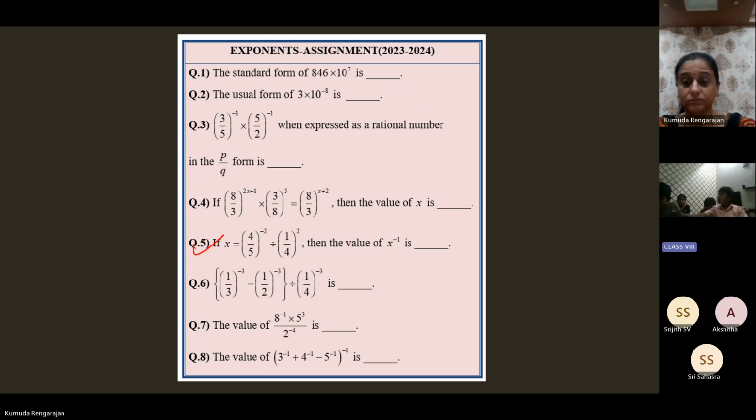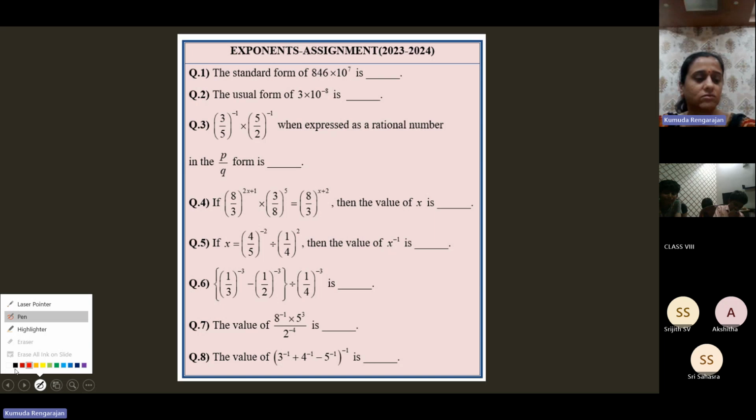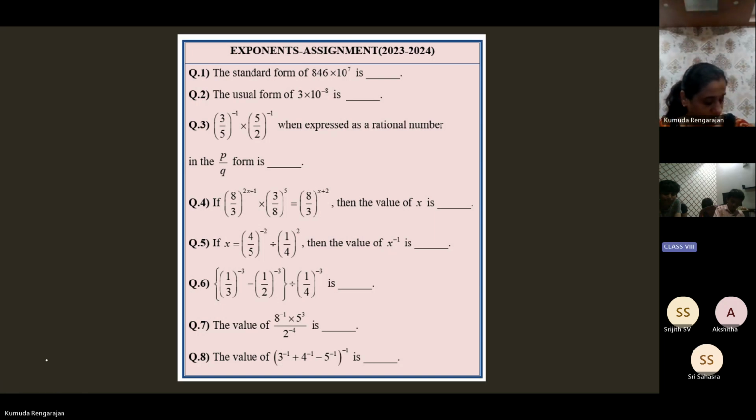Mom, is the answer minus 25? Minus 25. Yes, ma'am. 25 minus x is equal to minus 25. Yes, ma'am. Minus 25 is the answer. Okay, good. Let the others work.